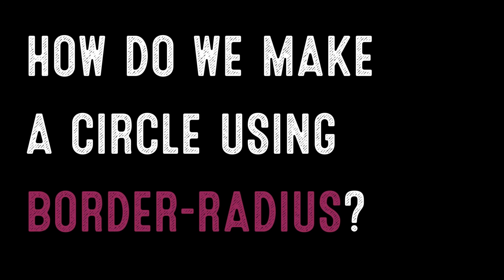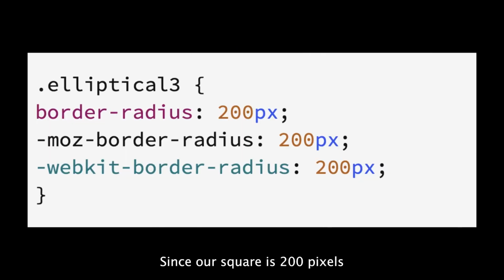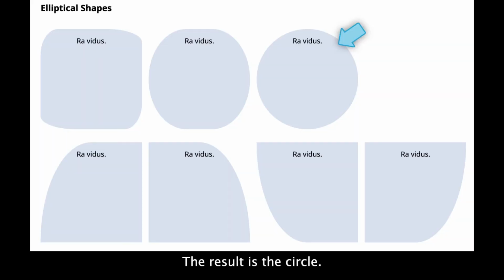How do we make a circle using border radius? You can create a circle by taking a square box and making the border radius the same height as the square. Since our square is 200 pixels by 200 pixels, we are making the border radius 200 pixels. The result is the circle, the last shape on the upper row.